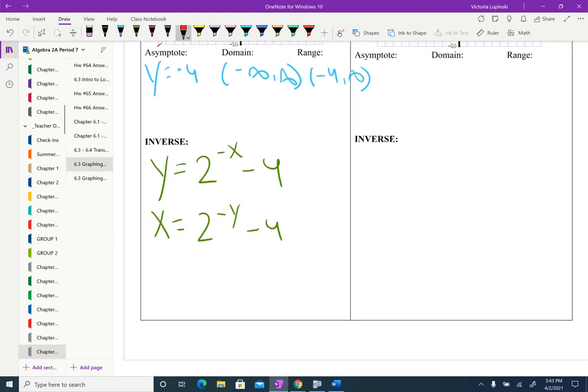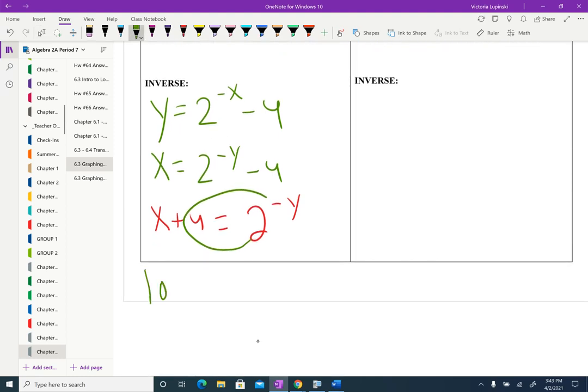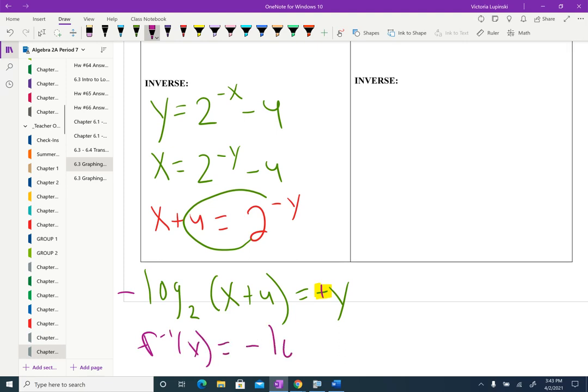You're eventually going to have to do the loop, but before you can do the loop, you're going to go ahead and add the 4 to the left-hand side. Once you've got it rewritten as such, you're going to start with the 2, loop to the other side, and then come back. So start with log base 2 of x plus 4 equals negative y. And then your final step here, you're going to have to get rid of that negative. So you're going to have to multiply both sides by a negative, which makes the left side negative and the right side positive. So here is your final answer, which again, you can call f inverse. So negative log base 2 of x plus 4.